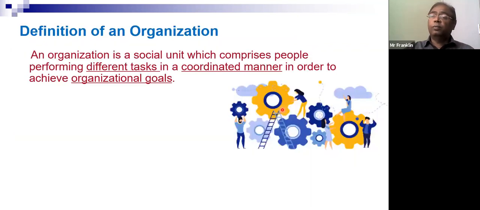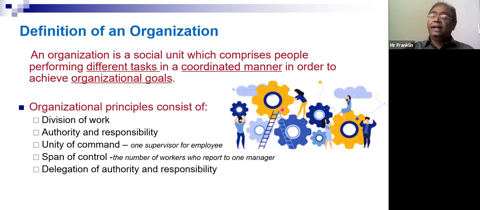Now, when we talk about organizations, we talk about division of work. In an organization, there must be division of work. You must know who is going to do what work, what function. Authority and responsibility: who has responsibility for what particular thing. Unity of command: it's important that one person reports to one supervisor. You don't have two supervisors, then you get confused. When you design the organization structure, one employee reports to one supervisor, not to two different supervisors.